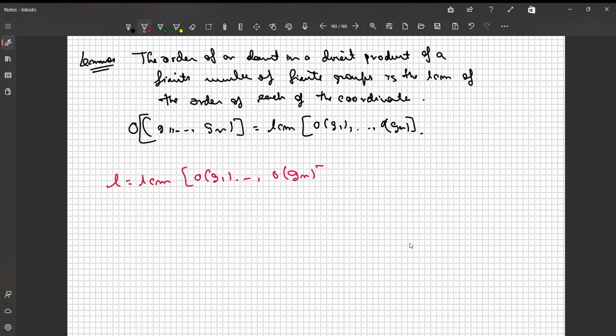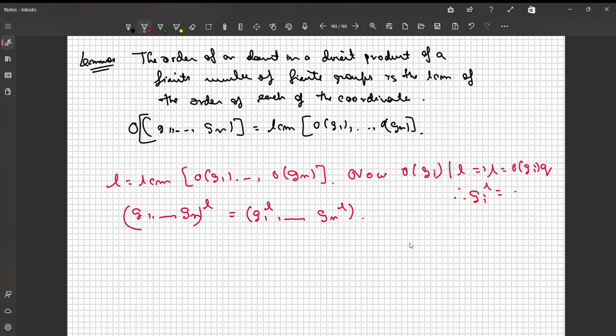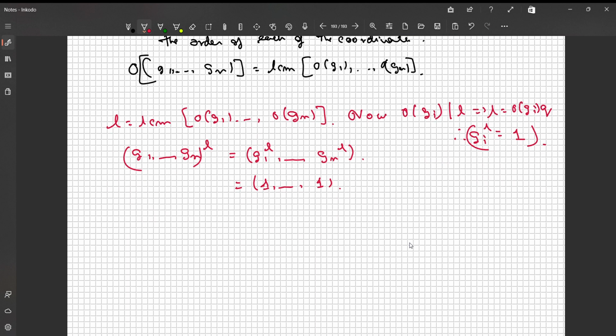Now this observation should also be trivial, because suppose L is the LCM of the order of g1 till the order of gn. Then if I raise the n-tuple to L, we are just multiplying it L times. So by component-wise operation, this must be (g1 to the power L, ..., gn to the power L). Now the order of gi divides L, because L is the LCM. We know that, so that means L is the order of gi times some integer q. Therefore gi raised to the power L must be the identity, right? These are specific observations from order. So that means this is just the identity, right? Clear? So L has a possibility of being the order of this n-tuple.